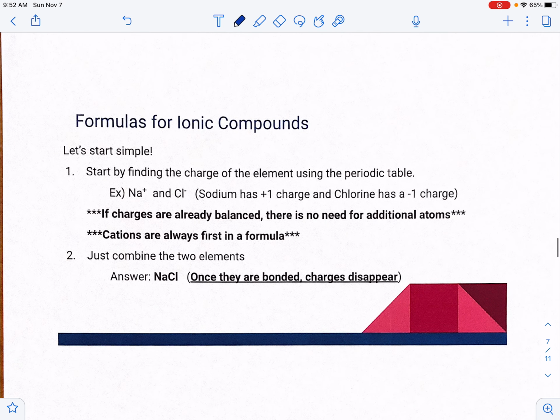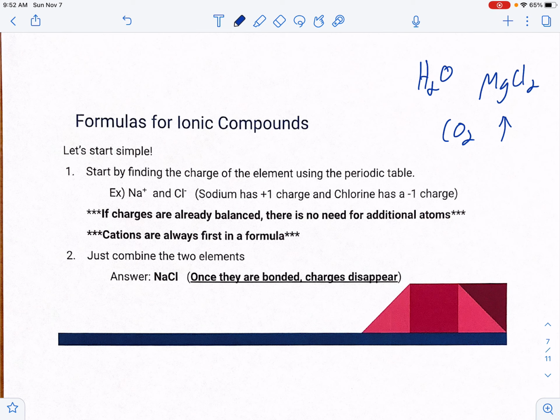Now, formulas. Okay, what I mean by formulas is something like this, like H2O. That's a chemical formula. Okay, CO2. That's a chemical formula. Okay, if we have something like magnesium chloride, that's a chemical formula. So we're going to figure out how we actually draw these out and make sure they're balanced. Okay, so we're going to start simple.